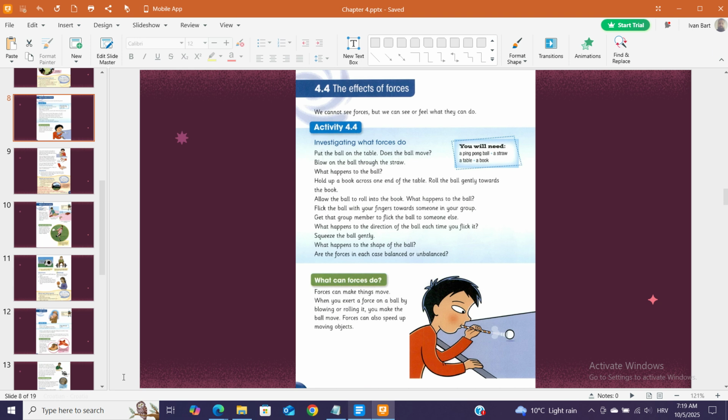You will need a ping pong ball, a black circle, a straw, a table and a book. Hold up a book across one end of the table. Roll the ball gently towards the book. Allow the ball to roll into the book. What happens to the ball?